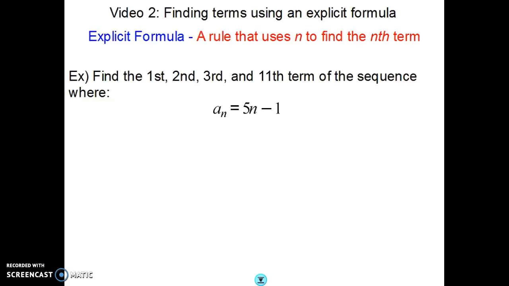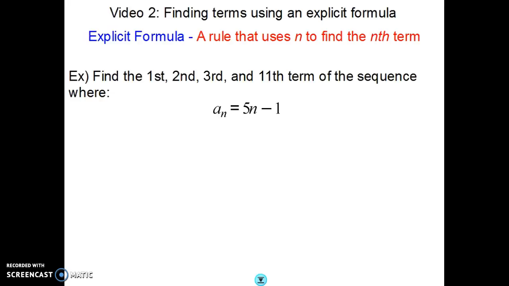In this video, we'll be looking at the other way to write rules for sequences, which is the explicit formula. Explicit formulas are just rules that use n to find the nth term instead of having to use previous terms. You can think about explicit formulas kind of like functions, but instead of using x and f of x, we're using n and a sub n.